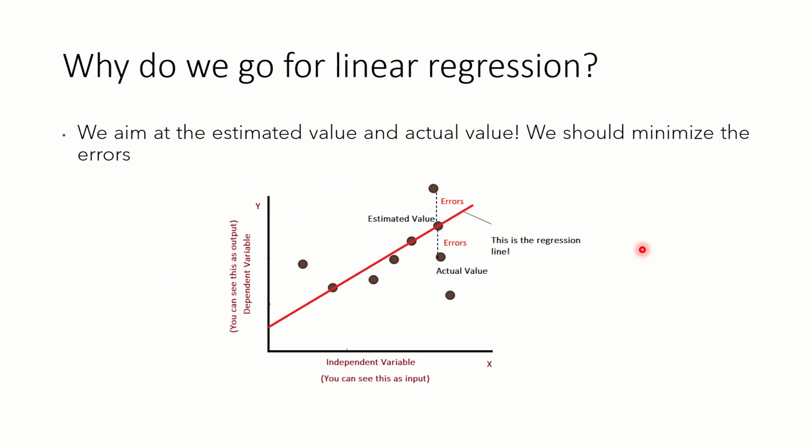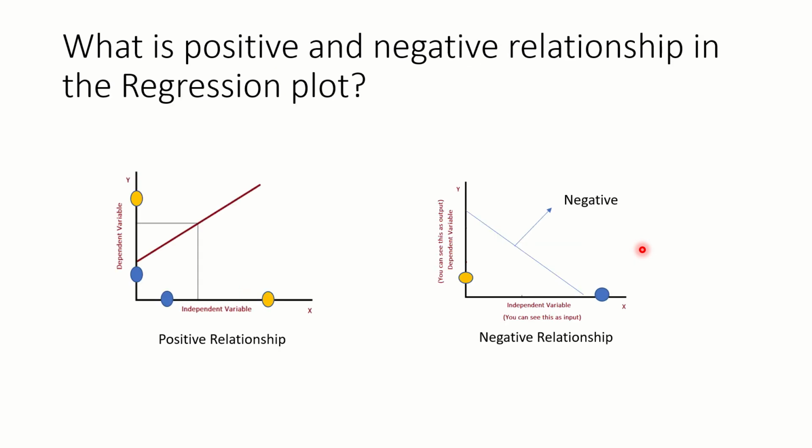Why do we need to go for linear regression? As I told you in the previous question itself, we need to get the clear relationship between the input and output. We aim at the estimated value and the actual value. We need to understand the difference between the estimated value and the actual value, and the regression line helps you in getting that clarity. So we can minimize errors once we understand what exactly is the deviation. That's exactly the purpose.